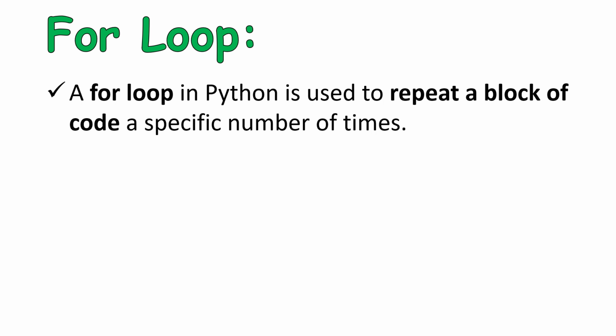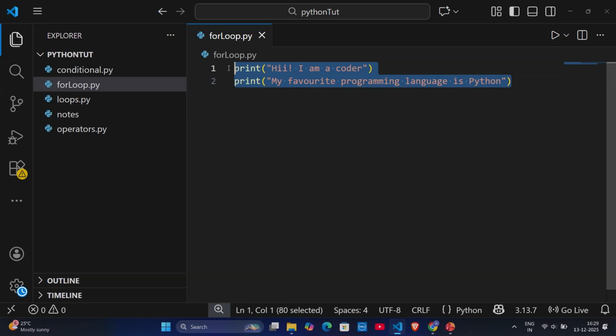Just like the while loop we discussed previously, a for loop in Python is used to repeat a block of code a specific number of times. Let's understand through an example.